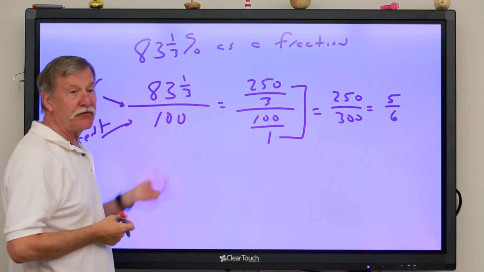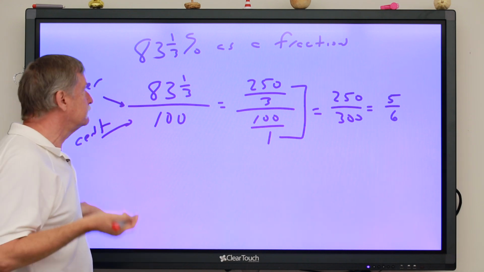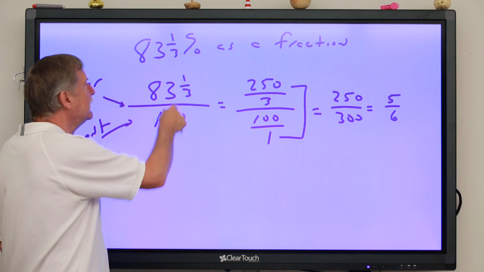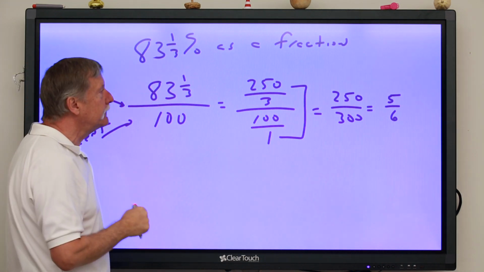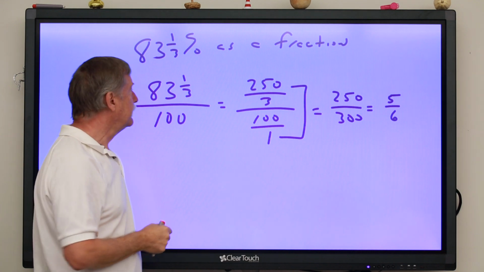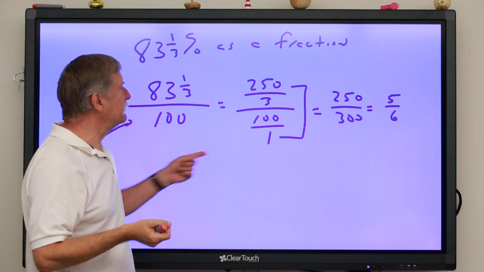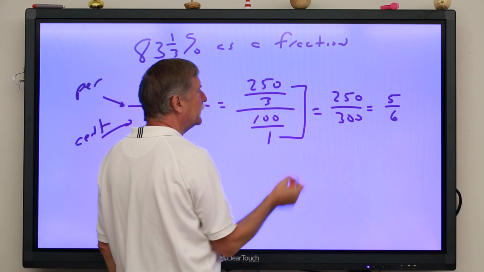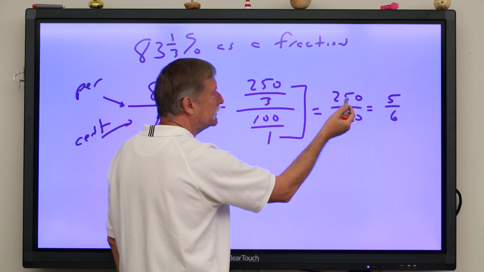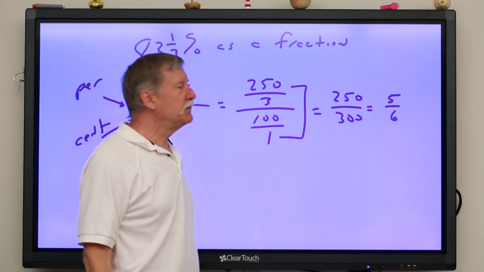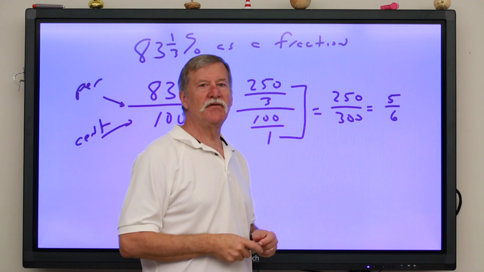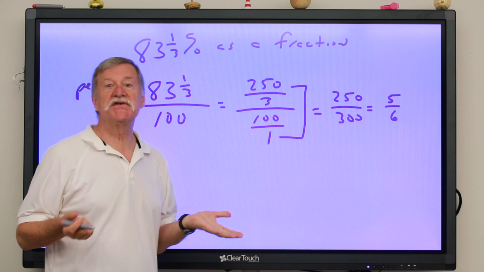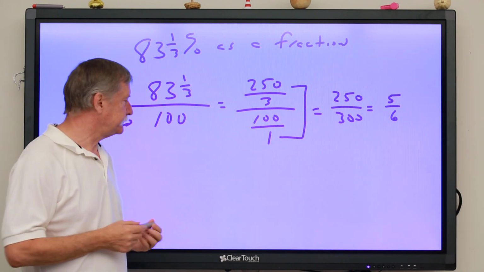But this is a fraction in a fraction, so we've got to simplify it. Big deal. We simply change 83 1/3 into an improper fraction. 3 times 83 plus 1 is 250 over 3. And we change 100 into an improper fraction by sticking it on top of 1. And then outer, 250 times 1, upper, inner, 3 times 100, under, 250 over 300. We put that in simplest terms, and you get 5/6 is 83 1/3% as a fraction.